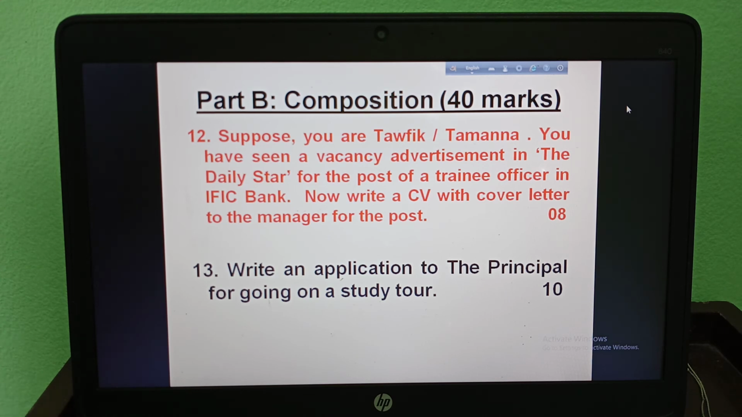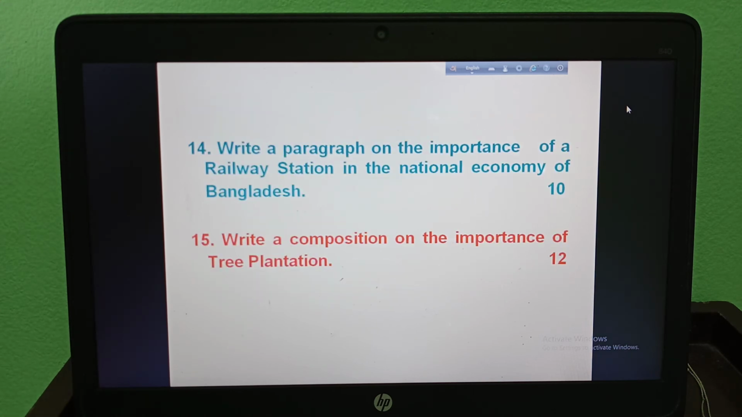Question 13. You have to write an application to a proper authority mentioned in the question paper. Here I have given an application to write to the principal of your college for going on a study tour, and this question will carry 10 marks.